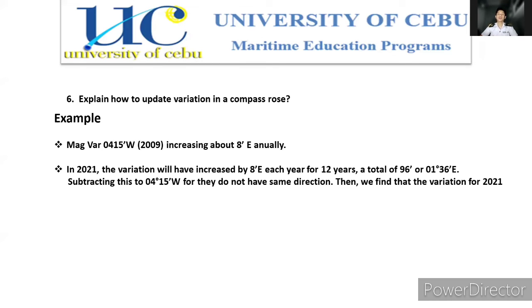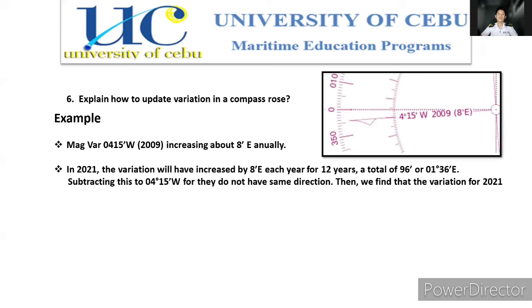Lastly is number 6. Explain how to update variation in the compass rose. Here we have our compass rose with a magnetic variation of 4 degrees 15 minutes west, which is in 2009, and it has increased about 8 minutes east annually. The question is, by the year 2021, what will be the updated variation?